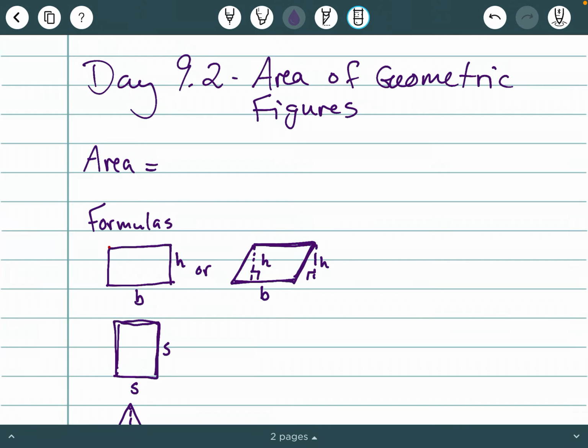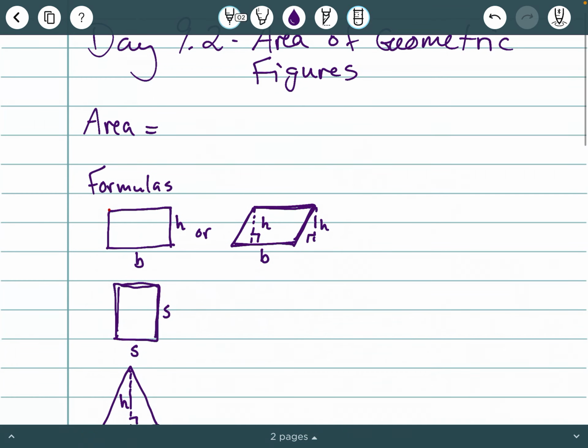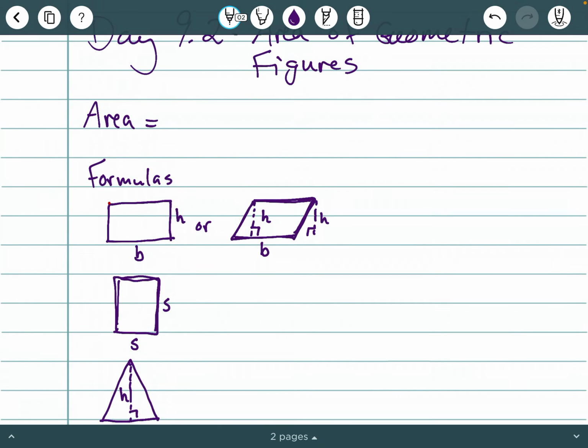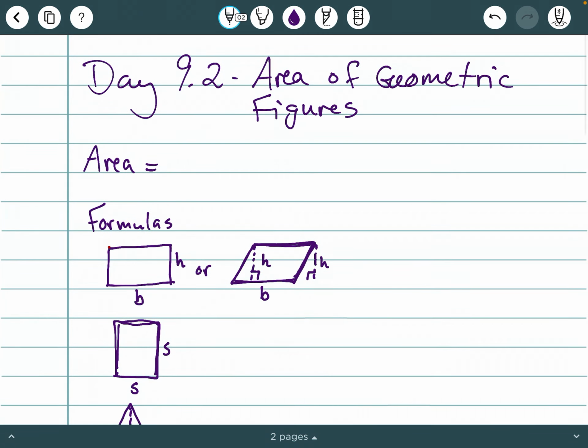In today's lesson video for day 9.2, we're going to be talking about the area of geometric figures. When we calculate area, most of you know how to calculate the area of some basic shapes. It really depends on the specific shape, the specific polygon, that we're given. And so, in general, area can be calculated by finding a length measurement times a width measurement.